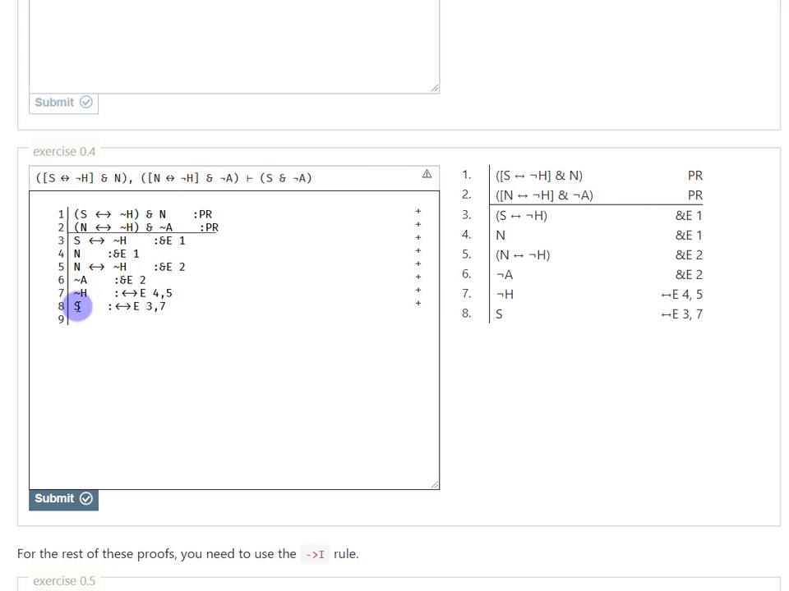Okay, so now I have S on a line by itself, so that was what I was saying that I was going to try to get. So I've got S here and not A here, so I'm going to put them together with the conjunction introduction rule. Okay, and that is lines 6 and 8, and I'm done.